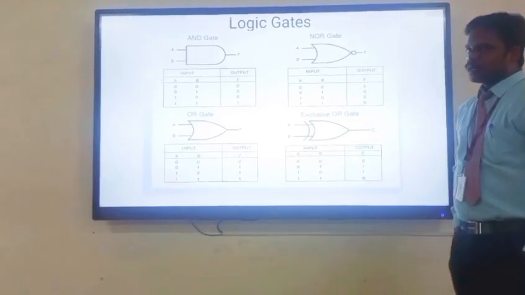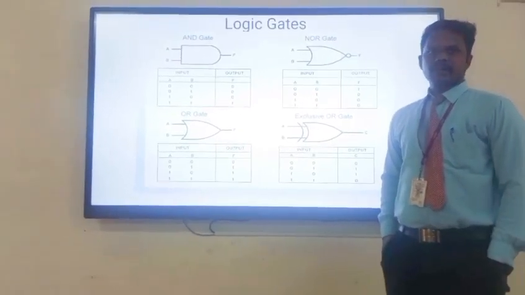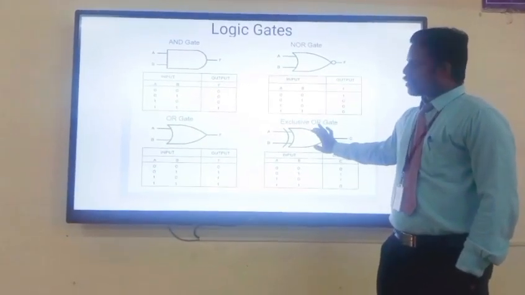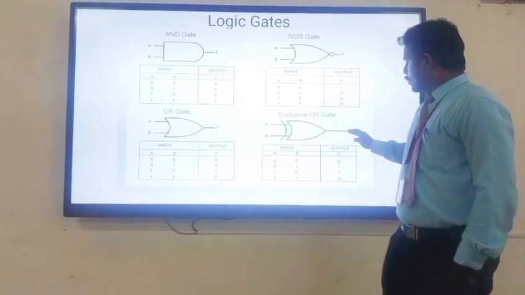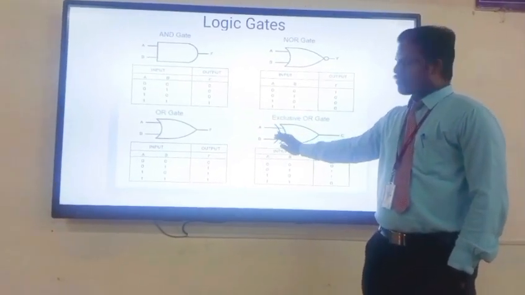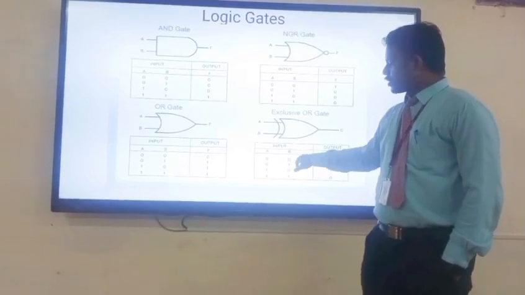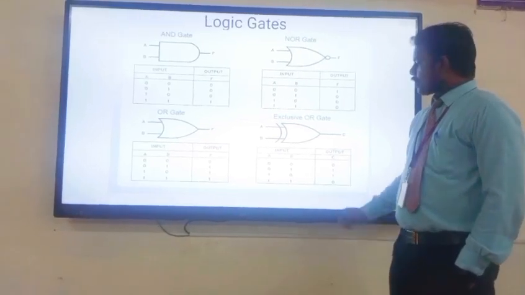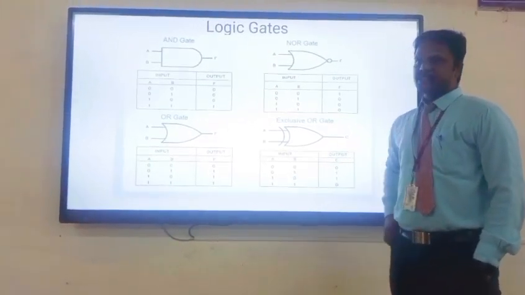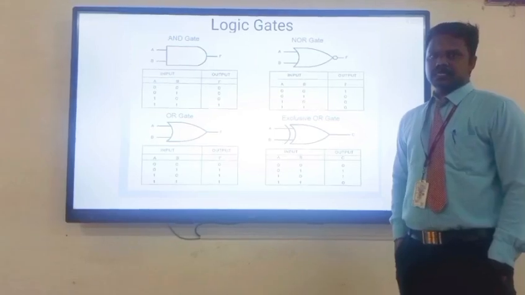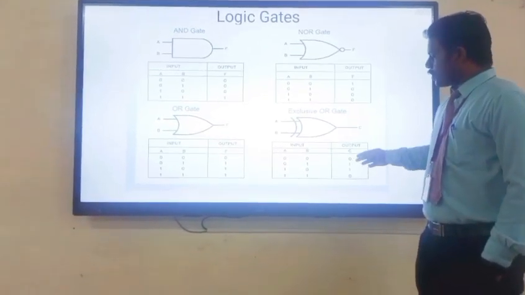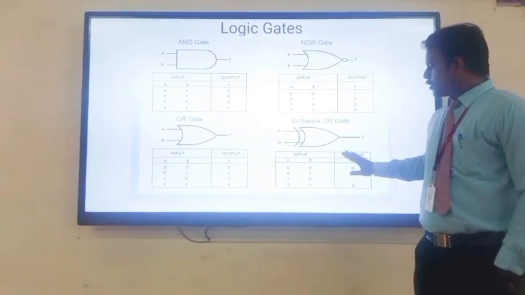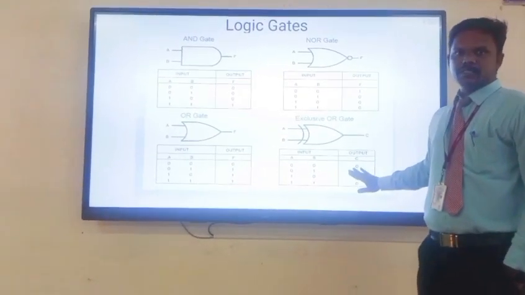And the next one is the exclusive OR gate. We call this the XOR gate. The XOR gate symbol is this one. Here also we have 2 inputs, 1 output. 2 inputs in the sense we have 4 combinations, that is 0,0, 0,1, 1,0, 1,1. What is the operation of the XOR gate? When both the inputs are the same, this gate produces logical 0 as output. When both the inputs are different, this gate produces logical 1 as output.